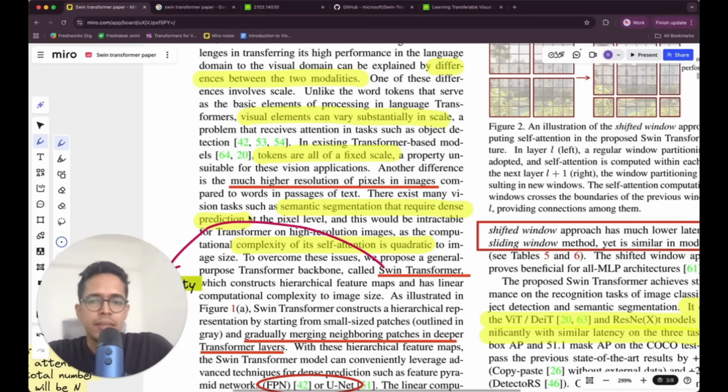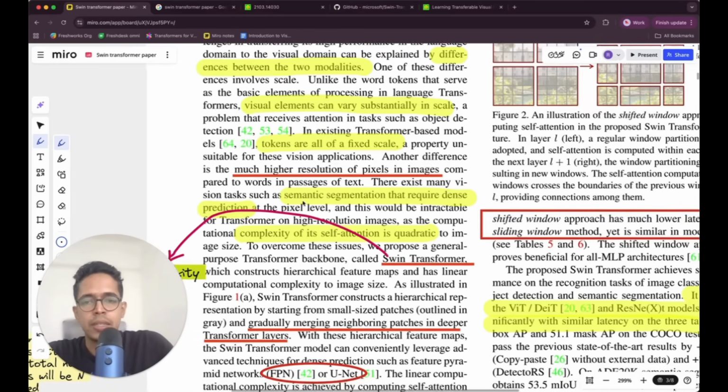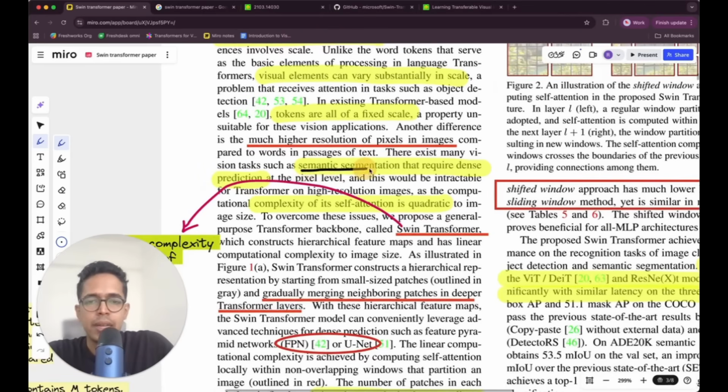There exist many vision tasks such as semantic segmentation that require dense prediction at pixel level, because in semantic segmentation, we are classifying every single pixel in an image to class A, class B, class C, etc. So you need pixel level precision for semantic segmentation. And this would be intractable for transformer on high resolution images, as the computational complexity of self-attention is quadratic to image size. Why do we say that?